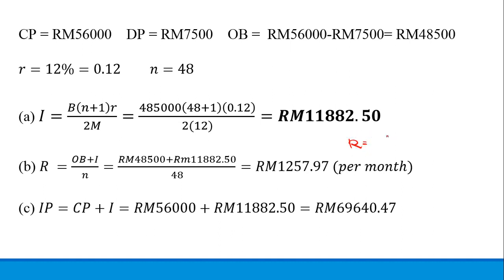R equals the original balance, which is 48,500, plus the interest that you have calculated, divided by the number of payments you need to make, so you can get how much you need to pay for 1 month. So for this case, 48,500 plus 1,182.50, which is the interest, and this is for the OB or balance, divided by N, which is 48, and you get 1,257.97 per month. So every month you need to pay this price.